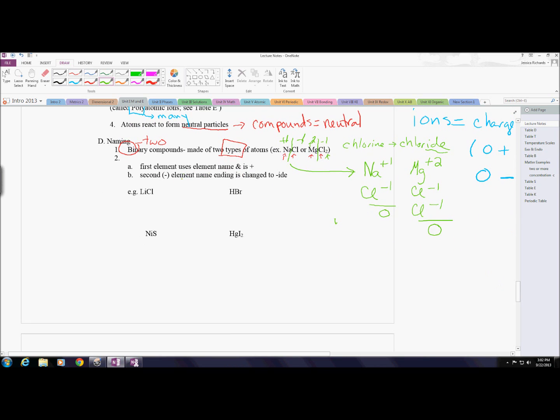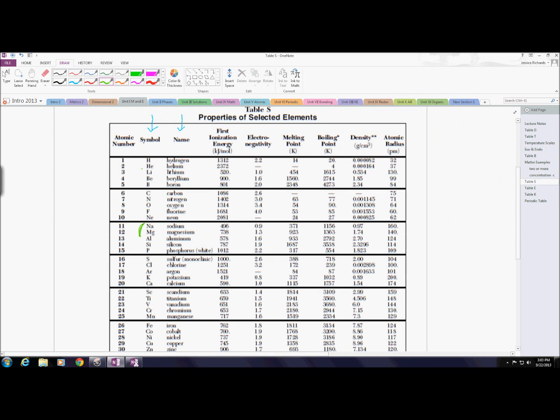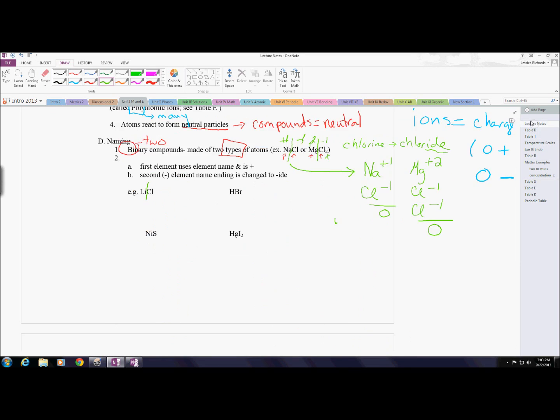These compounds are all formed correctly, so we don't have to worry about the number of pieces. If we look at this one, LiCl, if I split it in half at the second capital letter, Li, I would go to table S, find Li, it's right here, and it's lithium. So the first part of my name here is going to be lithium. The Cl is chlorine, and we just said chlorine becomes chloride, so this will be lithium chloride.